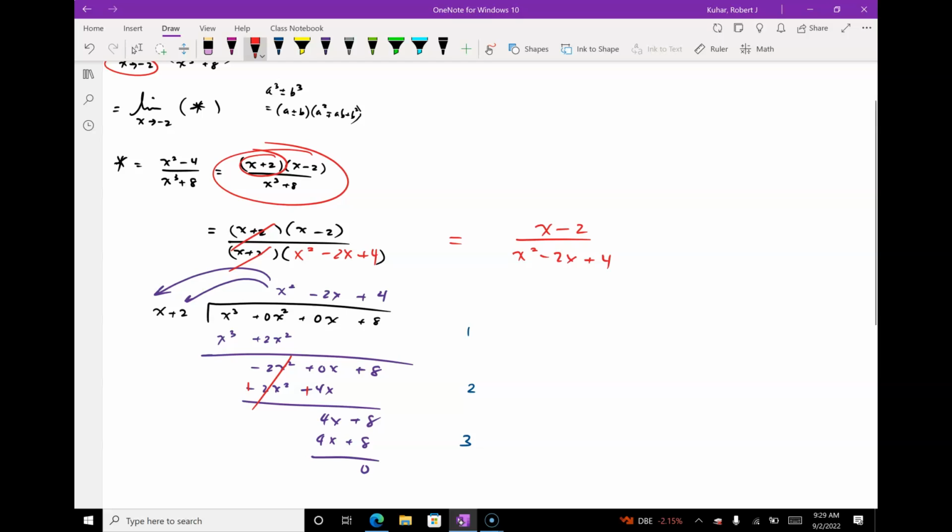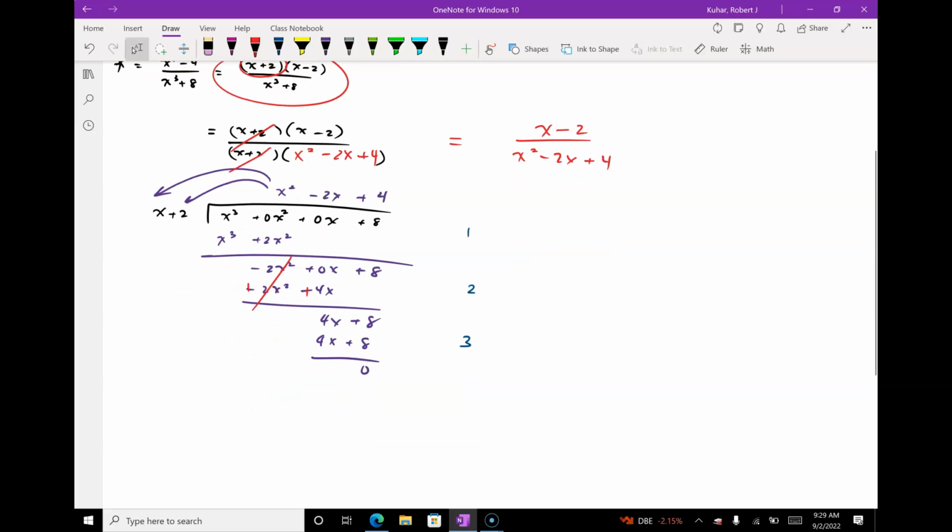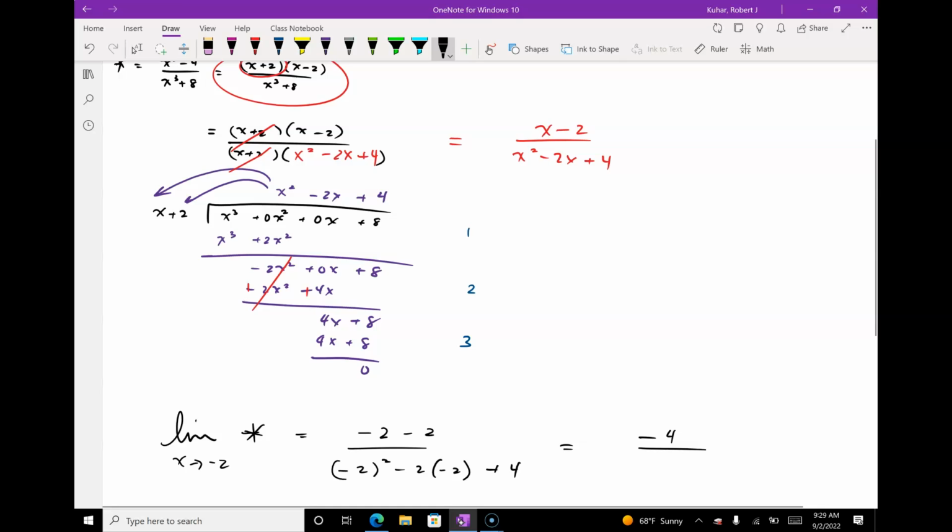Can I plug in the negative 2 here directly? Yes. So we're doing the limit as x goes to negative 2 of that asterisk. And so I got negative 2 minus 2 over negative 2 squared, minus 2 times negative 2, plus 4. Notice once I plug in the numbers, my limit notation is gone, right? I'm already at the wall, or I'm already at the height. It just could be cleaned up a little bit. What is 4 plus 4 plus 4? That's 12. So minus 1/3.